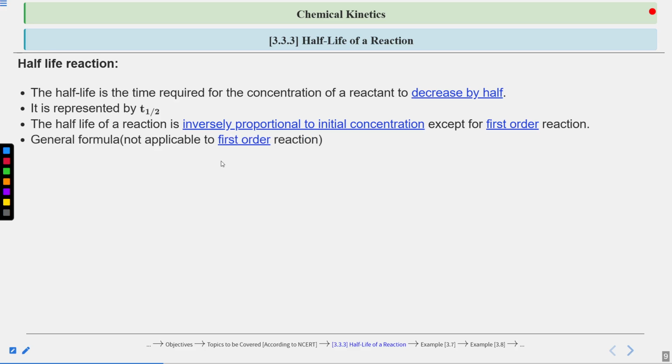The general formula, which is not applicable to first order reactions, is given as k times T half equals 1 upon 1 minus n, multiplied by 1 upon [A] to the power n minus 1. Here T half represents the half-life of a reaction, and [A] represents the concentration of reactant.